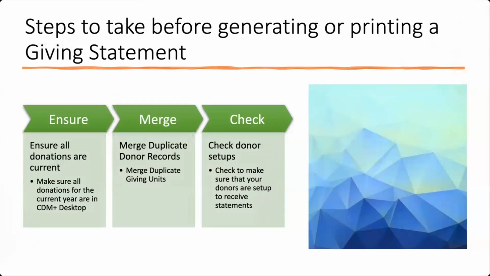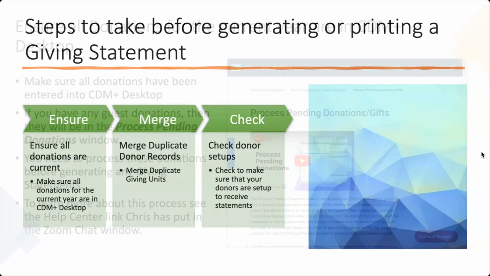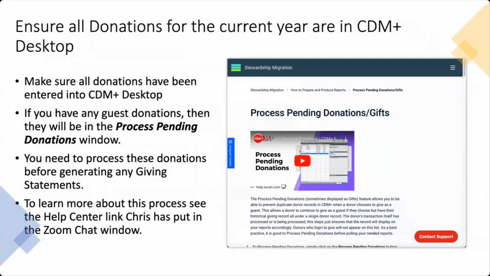Now, first, what are some of the steps you need to do before generating a statement? Well, first, you want to ensure all your donations are current. You want to make sure that you merge any duplicate donor records you have. And then you want to check those donor setups to make sure that they're set up properly so that when you go to run the statements, you'll get all of the donors you need. Let's first look at what you need to do to ensure all your donations are in CDM Plus.